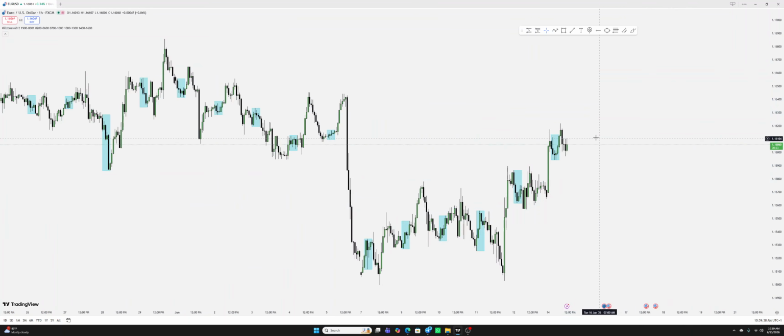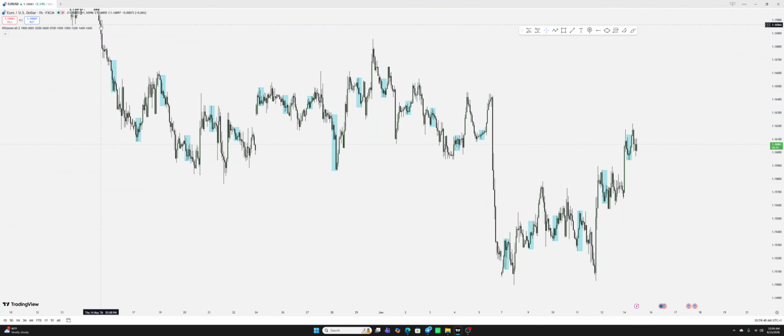So let's go to the Euro USD. It's basically almost the same thing. So we're not going to waste much time analyzing the market right here. So let me just go to the monthly time frame.